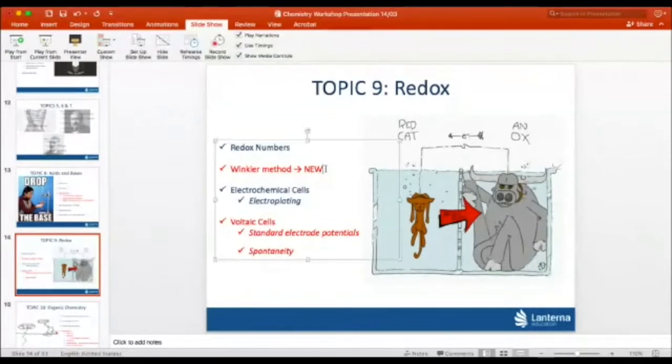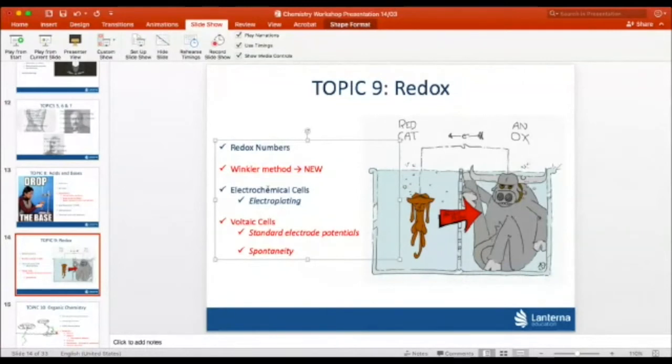Winkler method is new. Now this I think will really crop up just because it is brand new. It involves some of your knowledge from topic 1. And it's not too difficult. It's just remembering all the equations, the order of the equations for the Winkler method. But I think that one's very much worth learning.